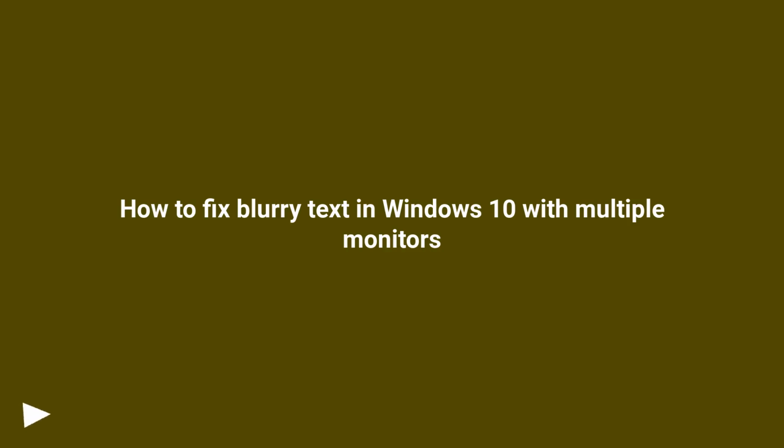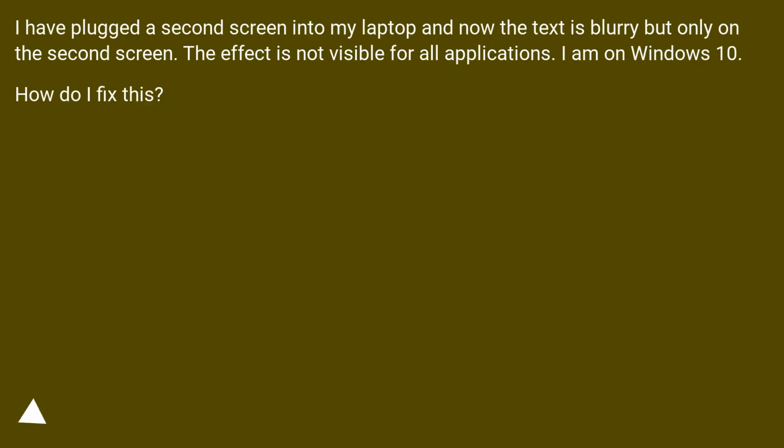How to fix blurry text in Windows 10 with multiple monitors. I have plugged a second screen into my laptop and now the text is blurry, but only on the second screen. The effect is not visible for all applications. I am on Windows 10. How do I fix this?